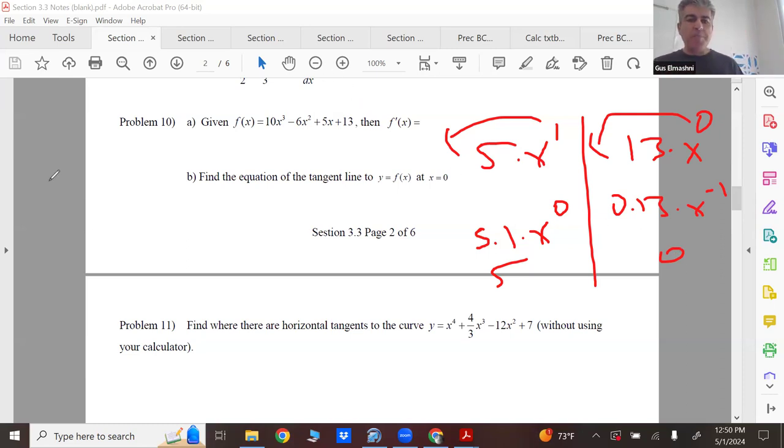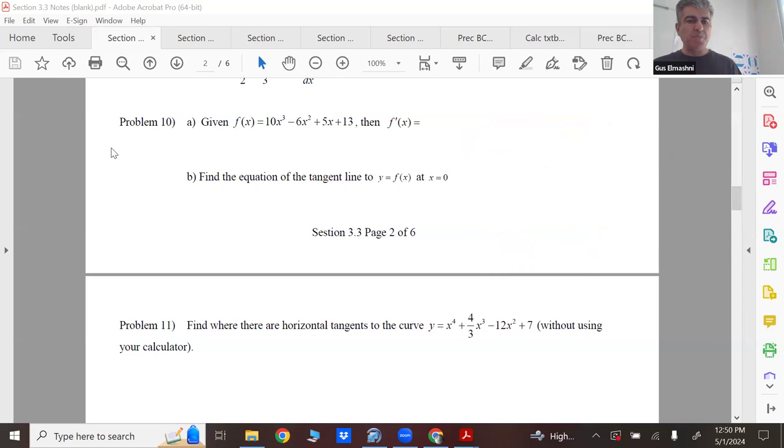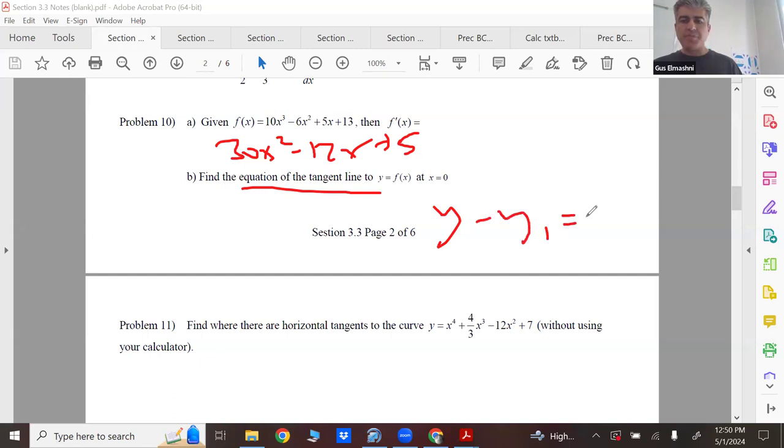So now part B. Let me rewrite the derivative again. 30x squared minus 12x plus 5. So if you're asked to find the equation of the tangent line, now, equation of lines, I'm really going to emphasize this heavily. I do not want your answer in slope-intercept form. You could do that, but if you mess it up, you'll lose a point. Leave it in point-slope form because it's super easy. Just plug in x1, y1, m, done.